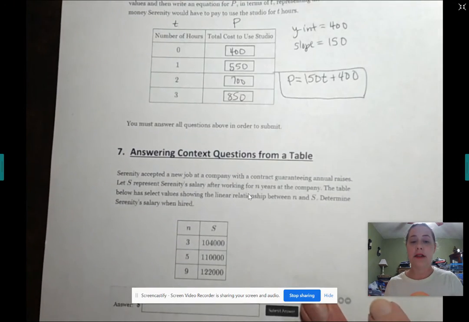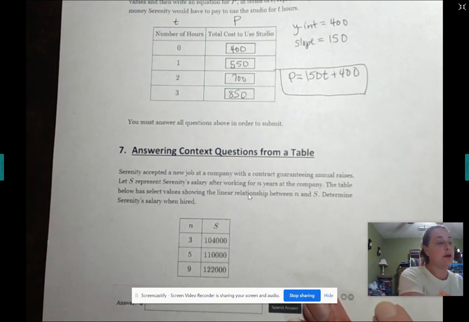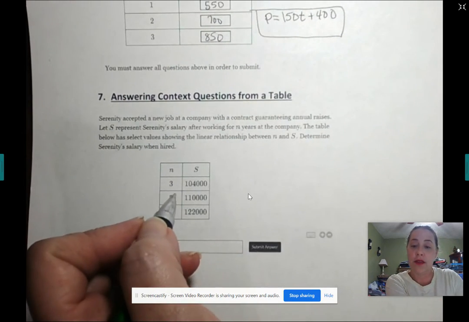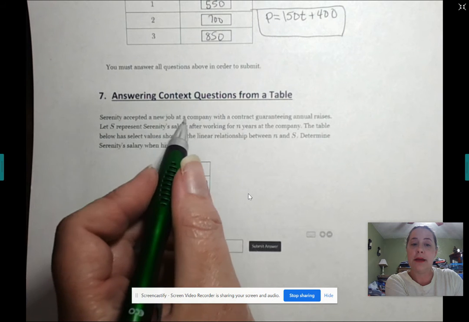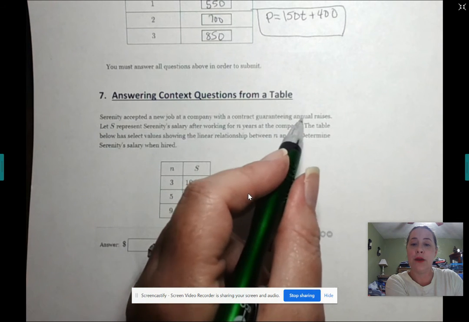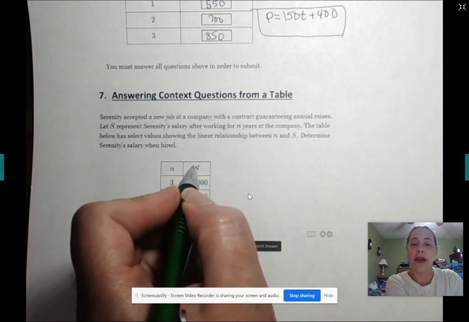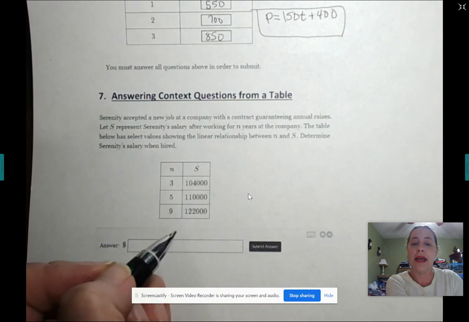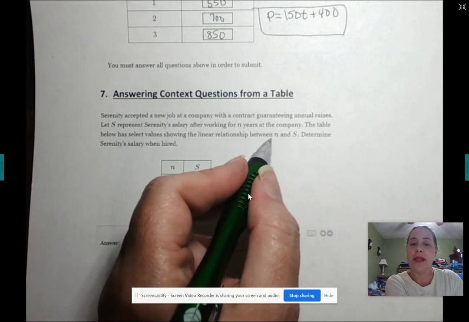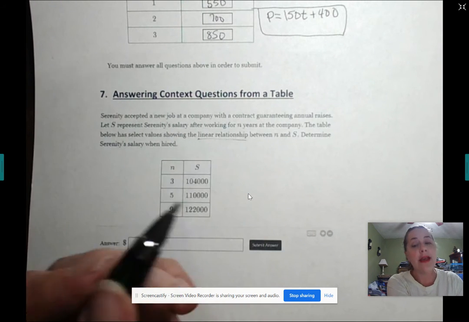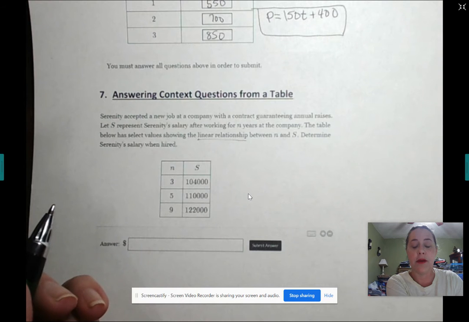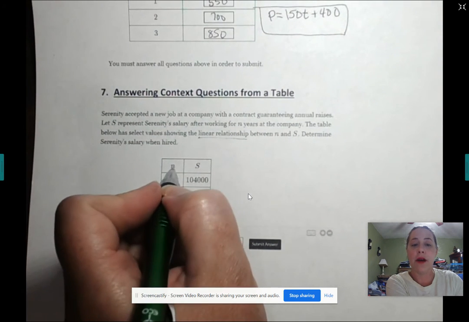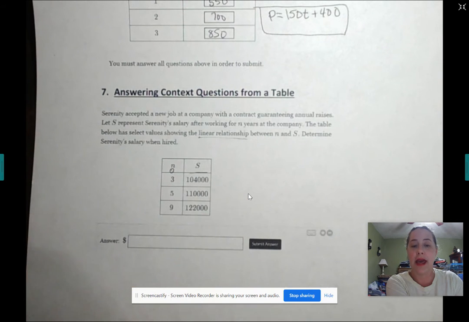All right, answering a context question from a table. So what if you're given a table and you can see that it's a linear situation with a constant rate of change? Serenity accepted a new job at a company guaranteeing annual raises. S is her salary after working for N number of years. So this is like our x and this is like our y. This shows the linear relationship between N and S. So they tell you it's linear, then you get to use a linear equation to help you. Determine Serenity's salary when hired.